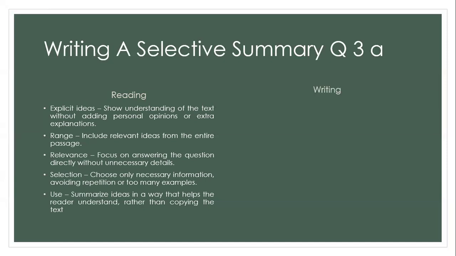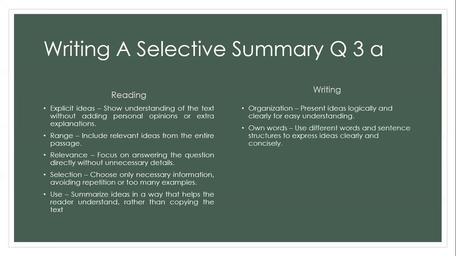Okay. If we talk about the specific skills which are going to be assessed for writing, they are basically two. First is the organization, and second is your own words. When it comes to organization, that means that all the specific ideas that you have taken out, you have presented them logically and clearly for easy understanding of your reader. And own words means that you are going to use different words of your own, even the sentence structure, to express the idea in a clearer and more concise way, right?